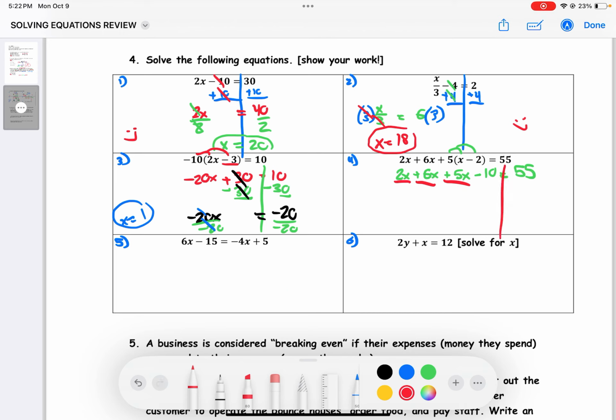But we combine like terms. 2 plus 6 is 8. 8 plus 5 is 13. 13x minus 10 equals 55. And once again, we were at a two-stepper, right? Very comfortable with these. Opposite of subtracting 10 is adding 10.